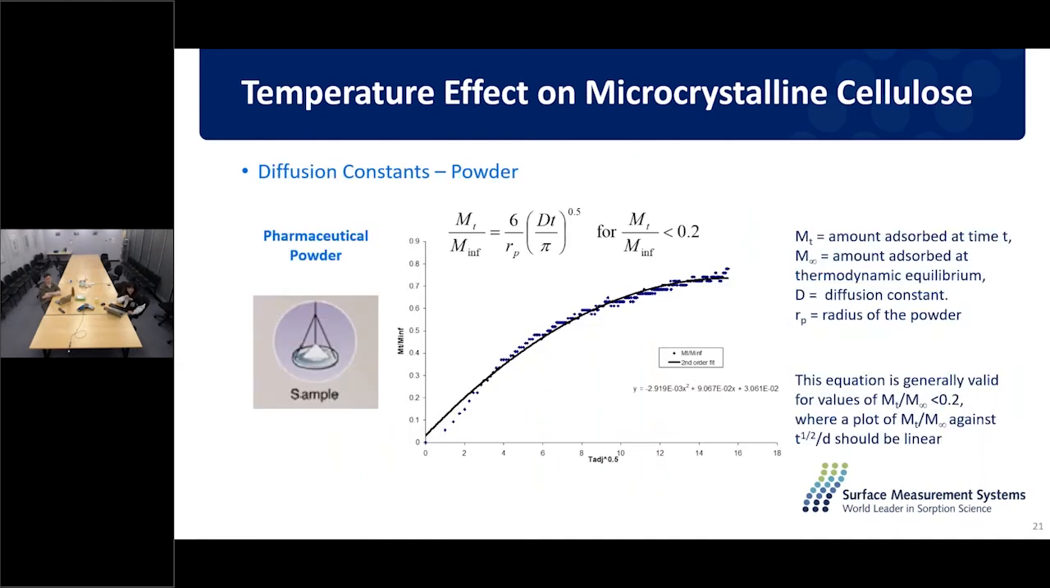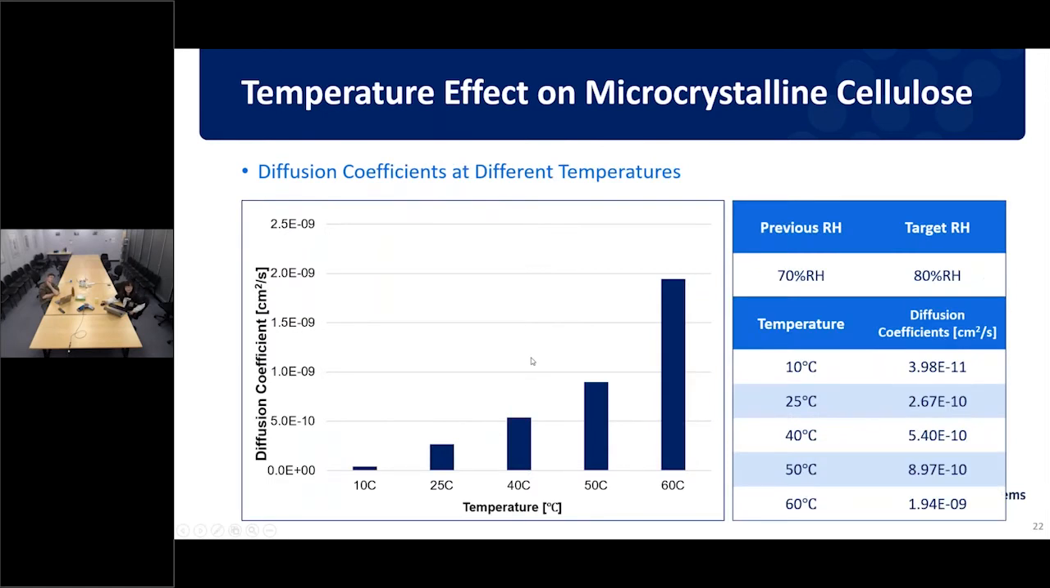And from the water uptake at different stages, we can also apply the theory to calculate the diffusion coefficient of the water into the structure of the material, by using the radius or the particle size of this microcrystalline cellulose sample. So here we summarize the temperature effect on the diffusion coefficient of this cellulose: at higher temperature, the diffusion coefficient improves a lot.